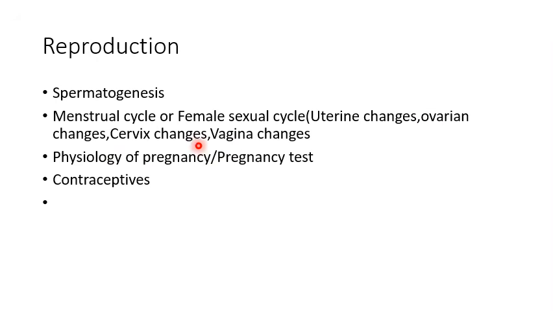And physiology of pregnancy: what are the changes taking place in the physiology, the mechanism, the body functions in pregnancy, how the body gets adapted to the pregnancy, and what is a pregnancy test? What is the role of HCG, human chorionic gonadotropin, in the pregnancy test? Then contraceptives, we have to read about the male contraceptives and female contraceptives.